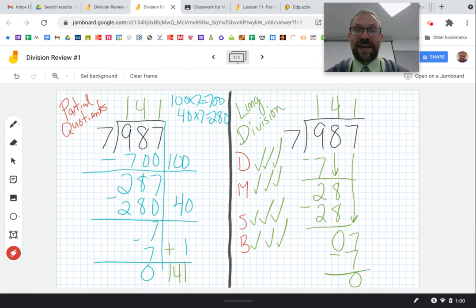This is your work today. The same problem done both with partial quotients and long division. You'll do that 3 times over. All right? Let me know if you need help. We can work on this together if you'd like, but give it your best shot. I know you can do it. All right, let's do this.